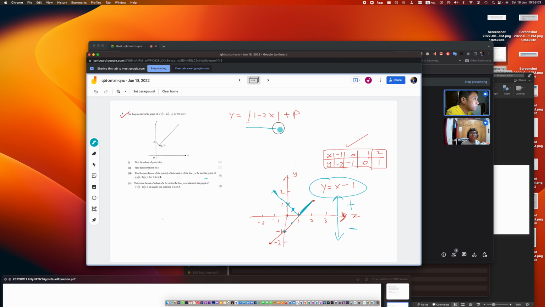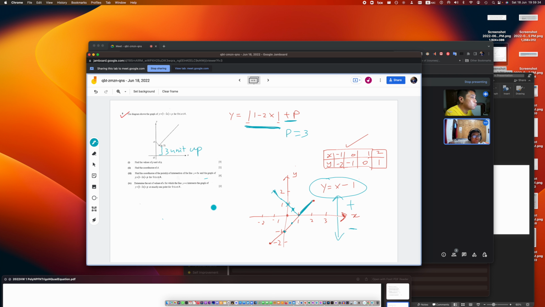In a way, the plus p here is the number of units that the entire graph gets raised. It looks like the graph gets raised by 3 units, because can you see this Q3? It's 3 units up from the x-axis. So therefore p is equal to 3. Does it make sense?